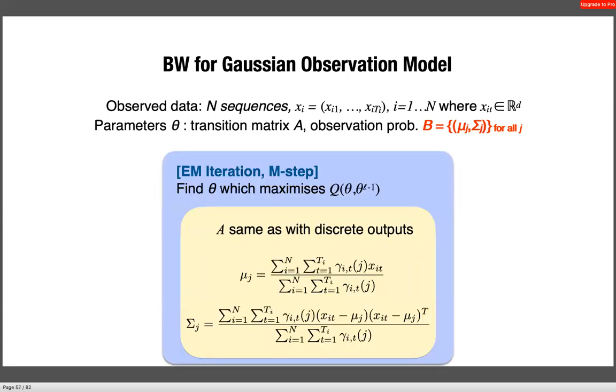So A is the same. Now I say that I go through EM. A is estimated exactly the same way as with discrete outputs, but now with my continuous outputs, I need to estimate mu j and sigma j. And how do I do that?